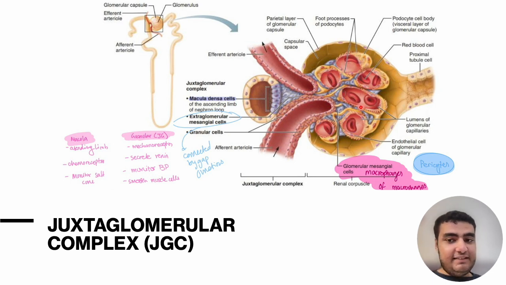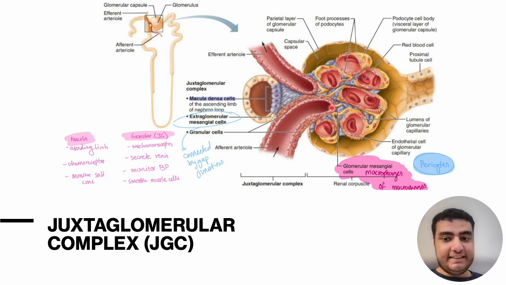When the afferent arterioles and the distal ascending limb are close to each other, they have some specialized cells which come in contact to help in a variety of functions. So let's start with the ascending limb cells. What happens in the ascending limb, when it's close to this juxtaglomerular complex or juxtaglomerular apparatus, is they form cells known as macula densa cells.